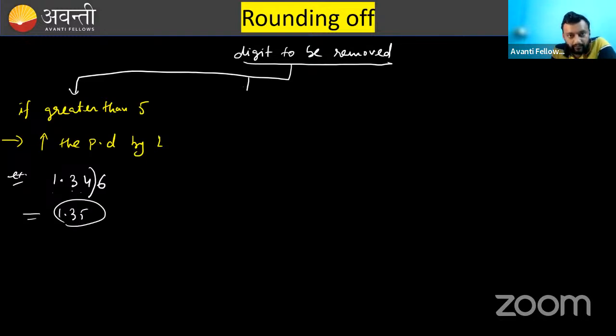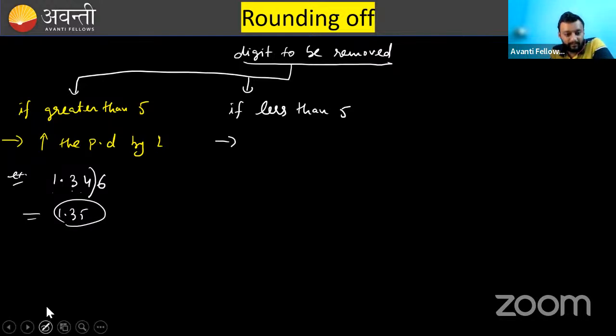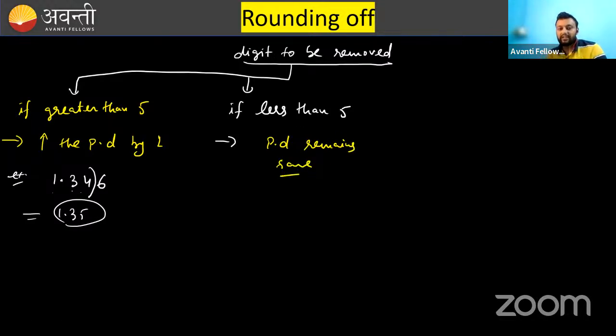Second statement is, if the digit to be removed is less than 5, then the preceding digit remains the same. Okay, we are coming to the third point. If it is less than 5, then the preceding digit remains the same.